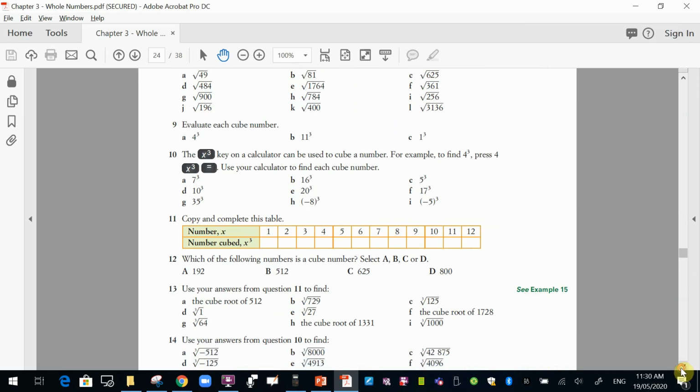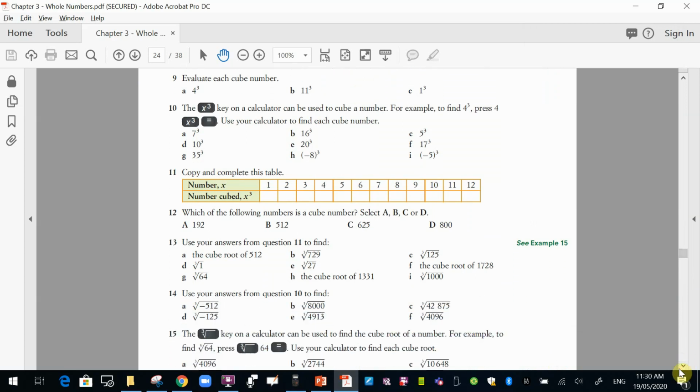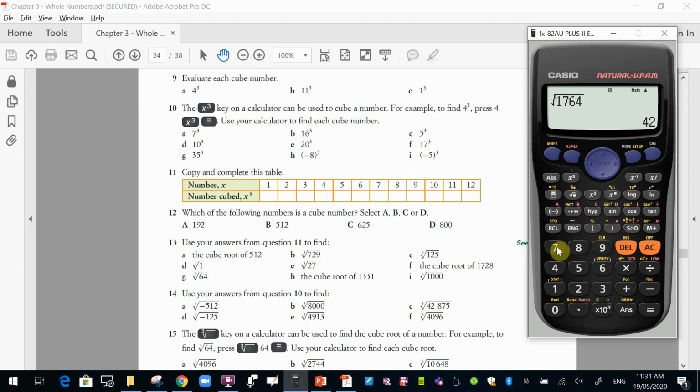That's question 8. Question 10. I'm going to need a calculator for this. Remember, feel free to pause so you can write the answers. 7 cubed. Let's go. To find 7 cubed, we press 7, then we press the X with a little box, then the number 3, equals 343.